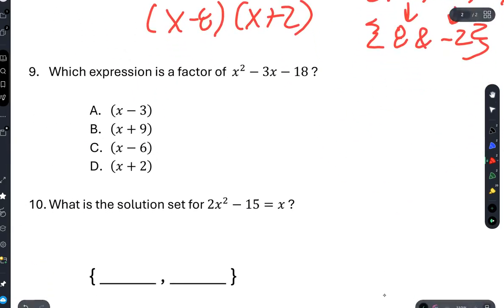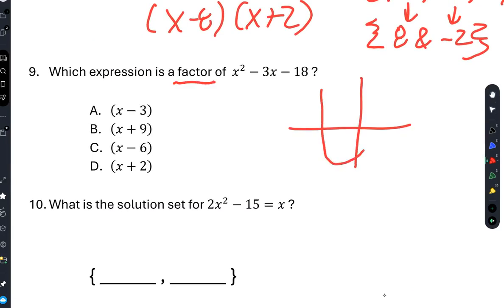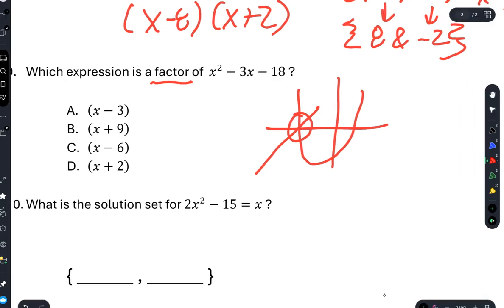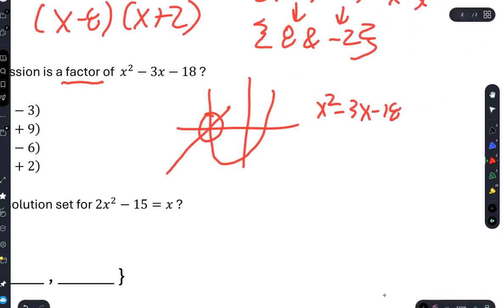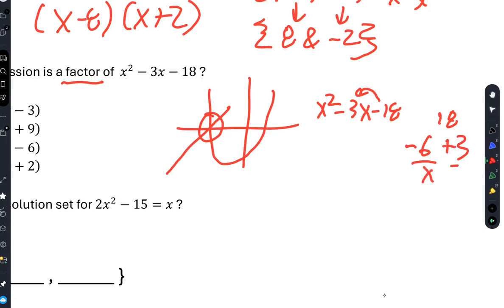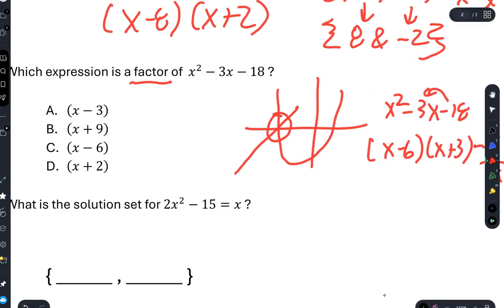Okay, the next one. On this one, we want the factor. So remember, we're going to graph this, and the factor is going to cross at the x-axis, okay? This was pretty simple, though, because I could just factor this. X squared minus 3x minus 18. I need the factors of 18 that subtract and give me 3. That's going to be 6 and 3, aren't they? The 6 needs to be minus, the 3's plus. My factors are going to be x minus 6 and x plus 3. Now then, let's graph this and we'll show this, okay?